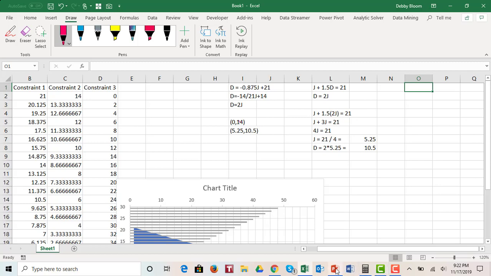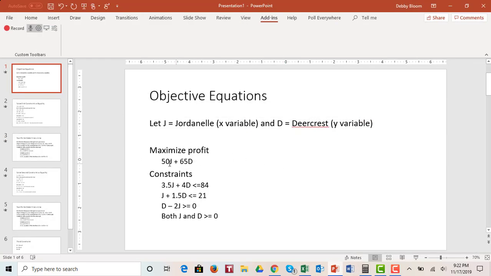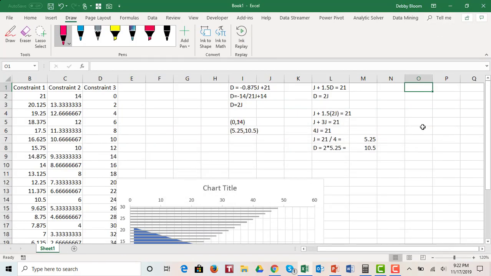Going back to the PowerPoint for a moment, if you remember our profit equation, 50j plus 65d. Let's look at point 1, 0, 14. So our first point is 0, 14. We would take 50 multiplied by 0, and then we're going to add 65 multiplied by 14. So our profit at point 0, 14 is 910.